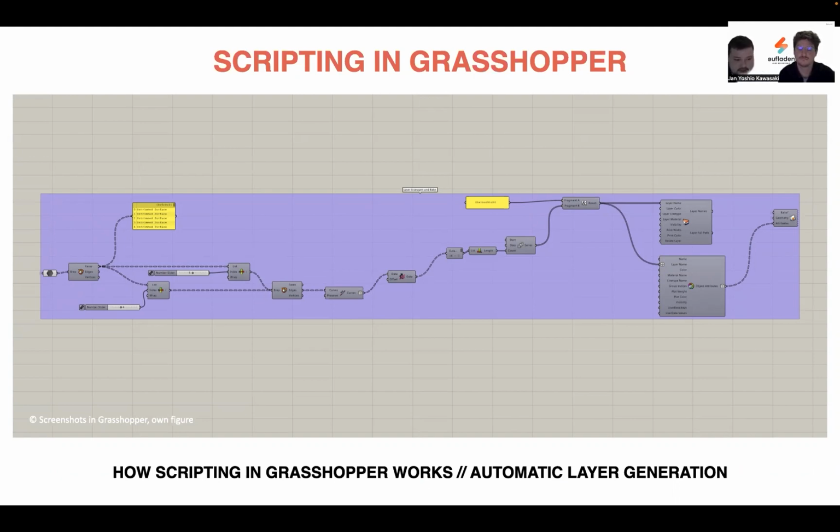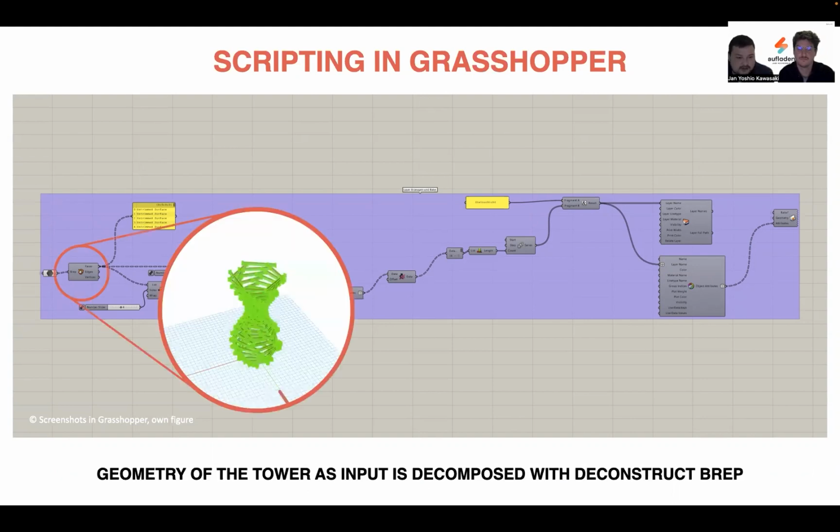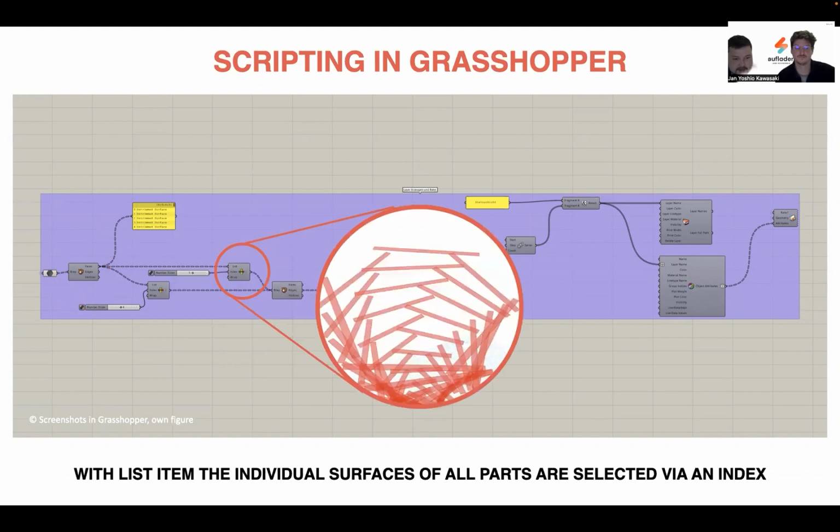We explain this section of the script in detail as an example. The geometry of the entire tower is broken down into its individual parts using this Deconstruct Brep function. From this, we then pick up all the surfaces of the tower using the Faces output. With this item, the individual surfaces can then be selected via an index.